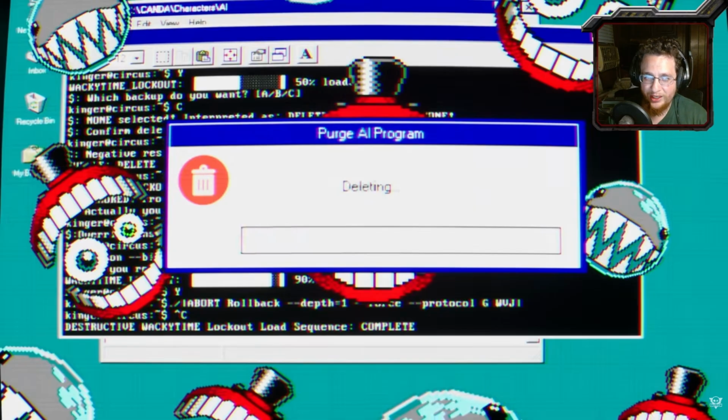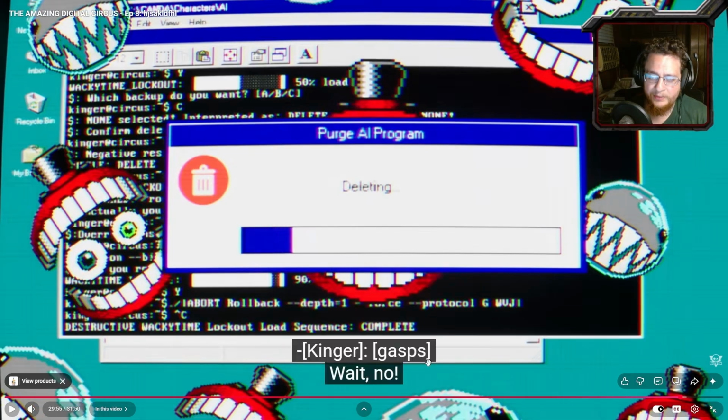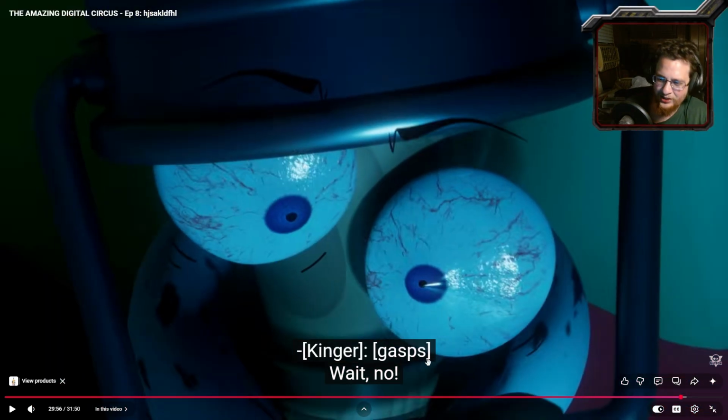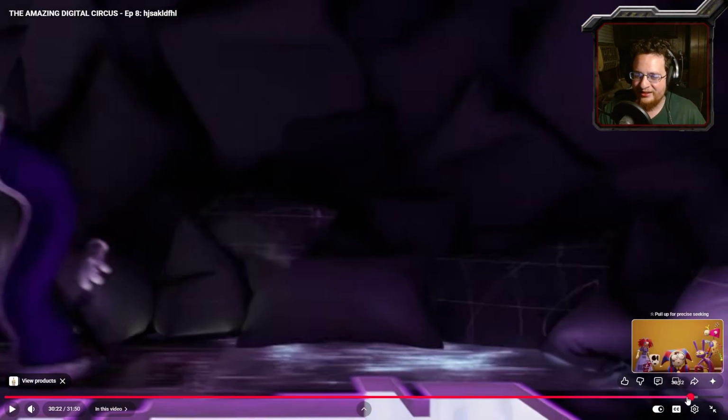I'm still not sure what the wacky time lockout is, but I think that that's tied to the Cain anger system, if that makes sense. Somehow, though, I think that Cain was starting to break the wacky time lockout, maybe on purpose. But anyway, yeah, he proceeds with the deletion, and we know what happens next. You know, poof, he disappears.